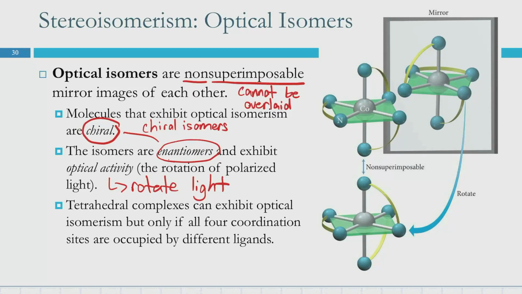Typically, this is going to happen for octahedral complexes, so where they've got 6 groups attached to them. You could also have it happen with tetrahedral complexes, but they have to all be different groups. You'd have to have 4 different ligands.